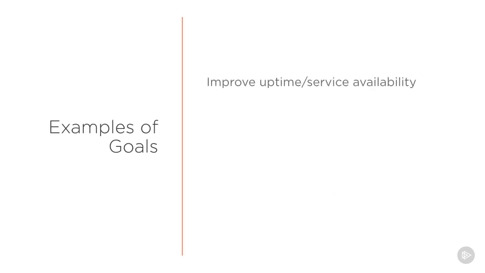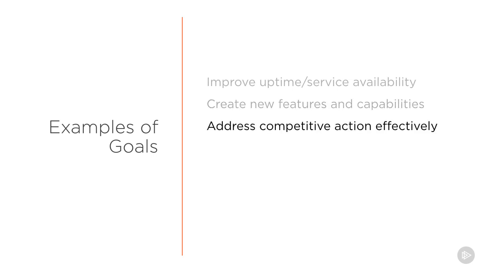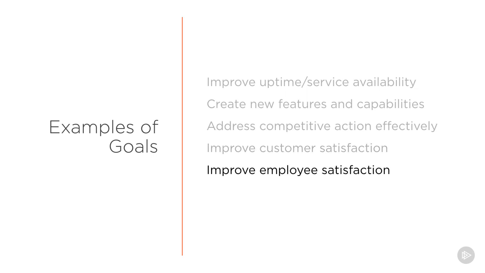Examples of potential goals that could be found within a company would include improving uptime or service availability for customers, creating new features and capabilities within our products, addressing competitive action effectively, launching a new product meant to compete in the market, for example, improving customer satisfaction or improving employee satisfaction if we're focused more internally. Growing revenue and reducing costs is also one of the goals that we most often see within companies of any type of work or industry.